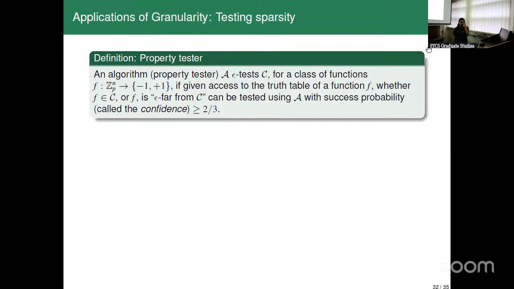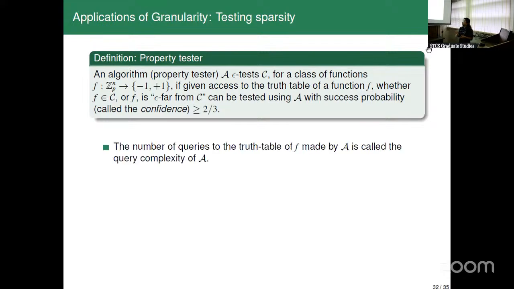So now I'll just briefly state what a property tester is. A property tester is an algorithm, and let's say we are given a class of functions C, and also given access to the truth table of a Boolean valued function f. Then whether f is in C or is epsilon far from C, the algorithm tests that with success probability greater than or equal to 2/3. And the number of queries made to the truth table of f is the query complexity.